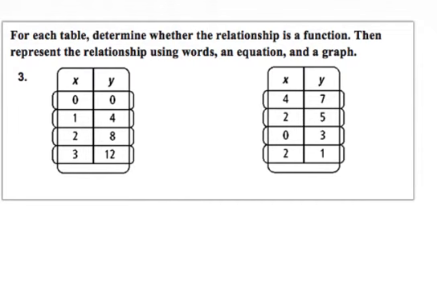This will also come up. For each table, determine whether the relationship is a function, then represent the relationship using words and equation in a graph. Well, the good thing here is we're going to be talking about these, but they will most likely be multiple choice. Function. Okay, function. Remember, a function means whatever I put in, if I put one thing in, only one thing comes out. So x is, remember, my input, and y is my output.